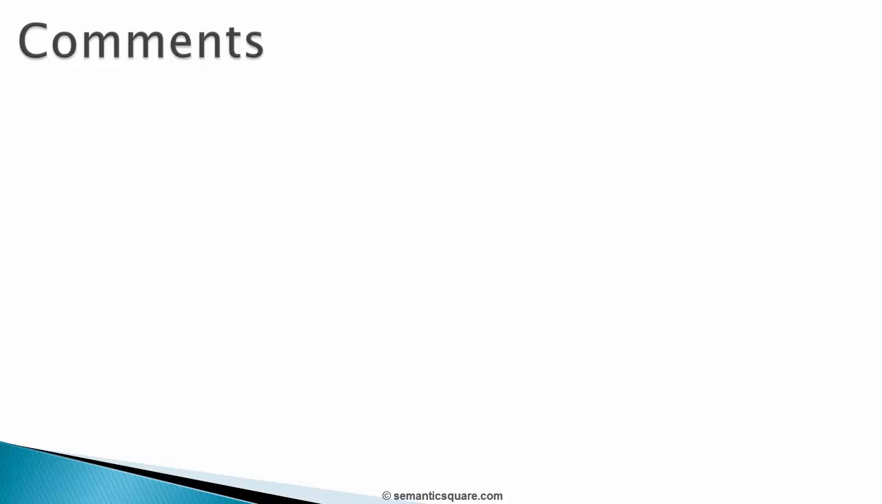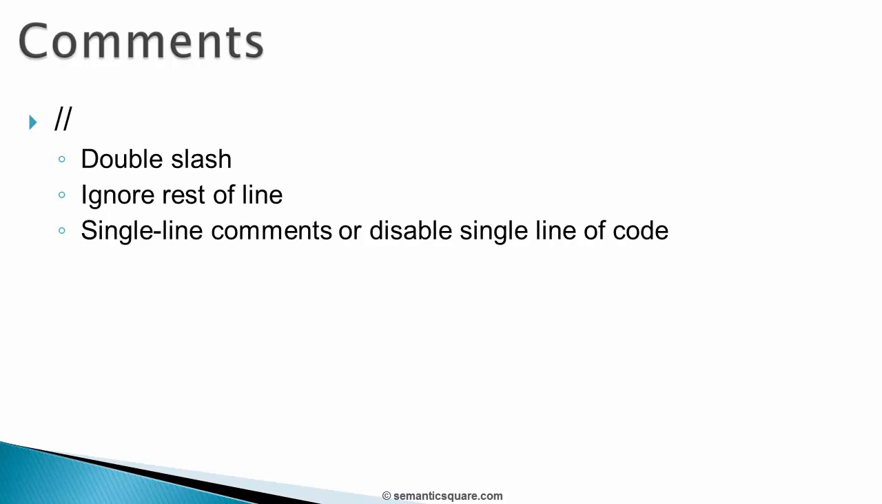Comments in Java can be expressed in two ways. First one uses double slash. It means ignore rest of the line. It is used to provide single line comments about some code or simply to disable a single line of code.